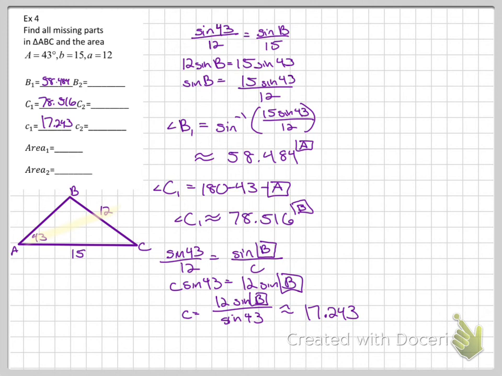And then the area. Side angle side. I like to use the two sides that are given. So 1/2 times 12 times 15 times sine of angle C, which is technically button B. But it would work for any side angle side partnership.